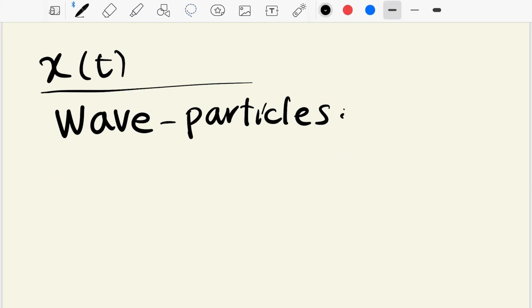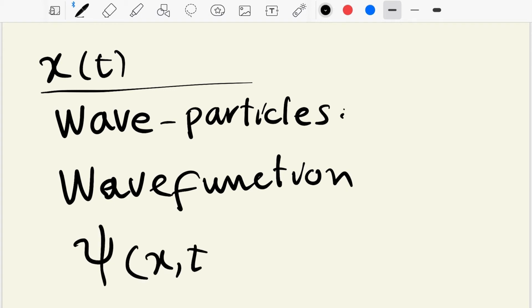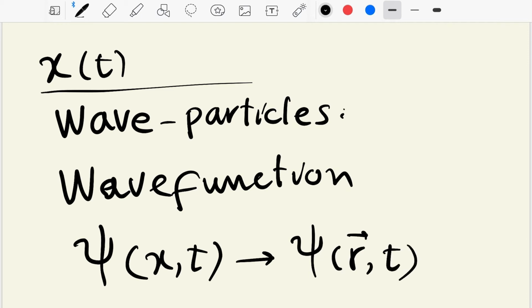Schrodinger introduced an equation that is suitable for describing these wave particles. That equation introduces a new function, which we call the wave function. We show it by the letter psi, which is a function of x and t in one dimension, and in three dimensions, of course, it will depend on r and t.